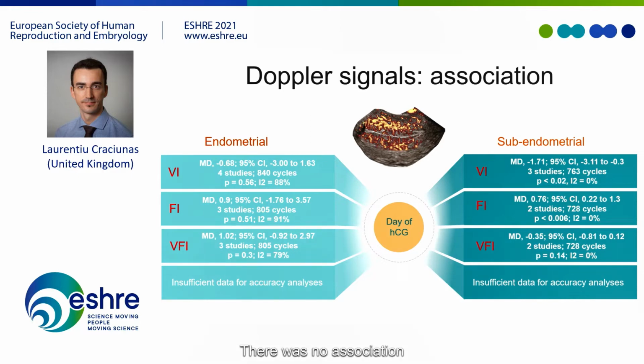There was no association between endometrial perfusion and pregnancy outcome, but there was a degree of association between subendometrial space perfusion and clinical pregnancy, mainly for vascularity index and flow index. What this means in practical terms is that vascularity of the endometrium is important, but we do not have any cutoffs that can guide us clinically whether to perform an embryo transfer or not. So really, it is not that useful.